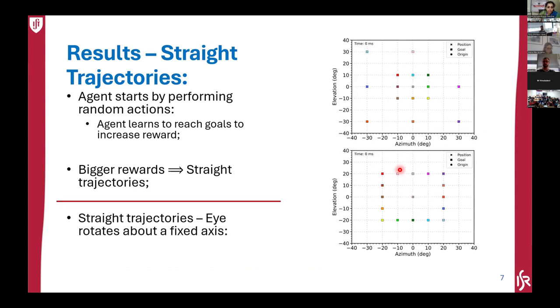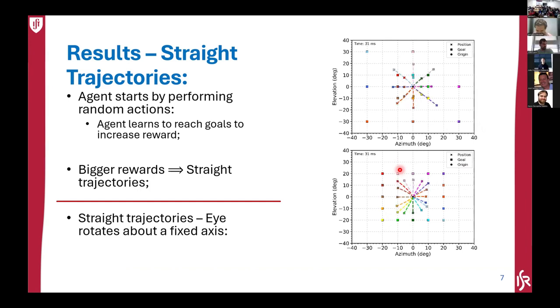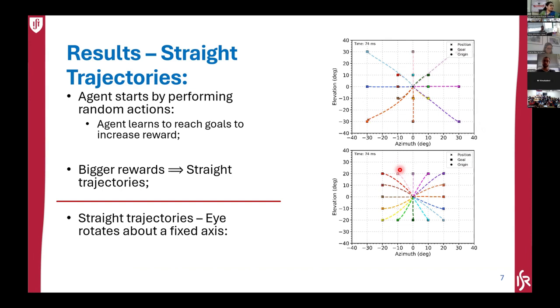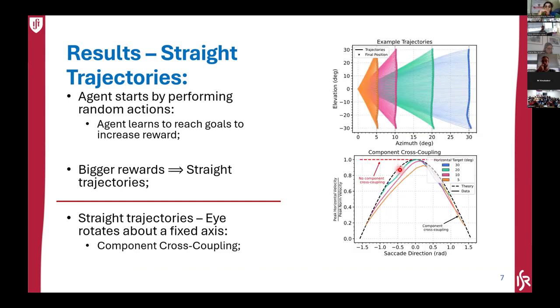Again, I restate that straight trajectories in a way mean that the eye rotates about a fixed axis of rotation, which in and of itself hides an interesting characteristic regarding the horizontal and vertical components of the velocity profile, which is that they must cross-couple. Theoretically, this cross-coupling would follow this cosine dependence, here depicted as the black dashed line. And if we compare this theoretical model with the data that we obtained from our simulation, here depicted as the colored solid lines, we can see that they overall match quite nicely.